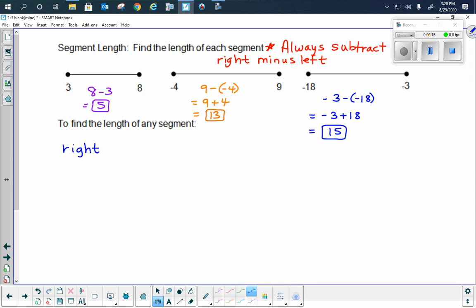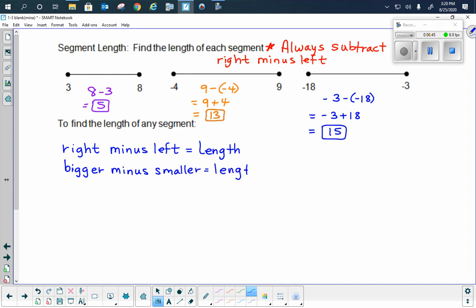This is really what I would say that you need to write out as an equation. So right minus left equals, since we're going to need equations in the next stuff, let's go ahead and make it an equation. Right minus left equals length. That's what you're finding if you're putting this in words. Or another way of saying that is the bigger number on the right minus the smaller number on the left equals length. Okay, that's always how you find the length.